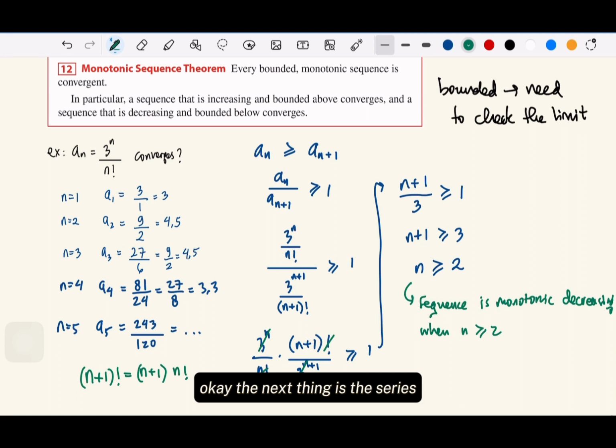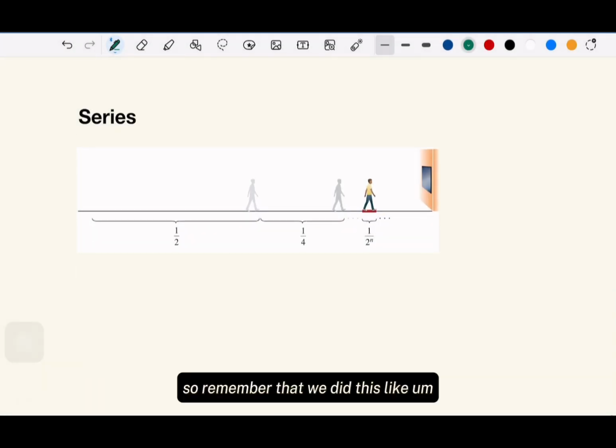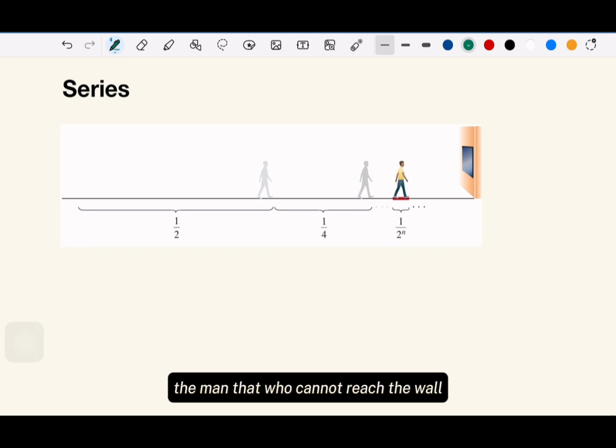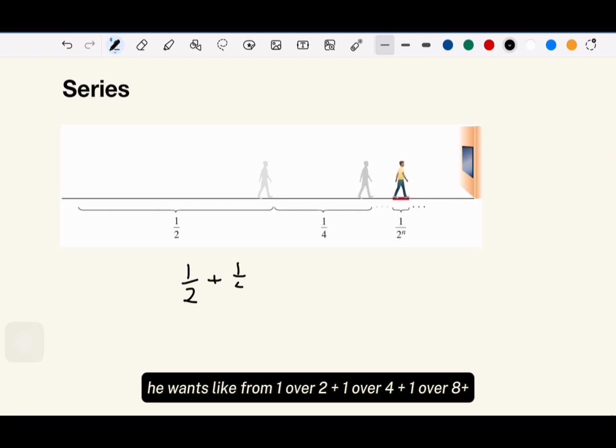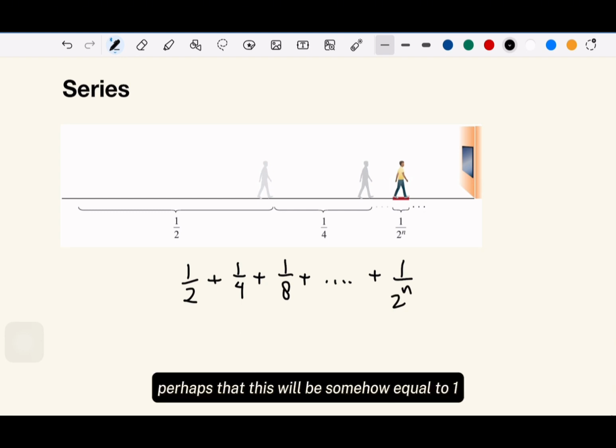The next thing is the series. The series is actually similar to a sequence, but we add all the terms. So let's go to the series. Remember the man who cannot reach the wall. If we add how much he walks, 1/2 plus 1/4 plus 1/8 and so on, we can suggest perhaps that this will be somehow equal to 1. But this is just our assumption.